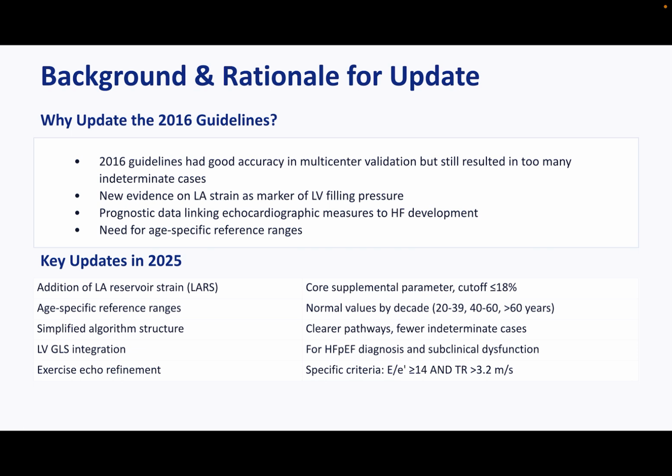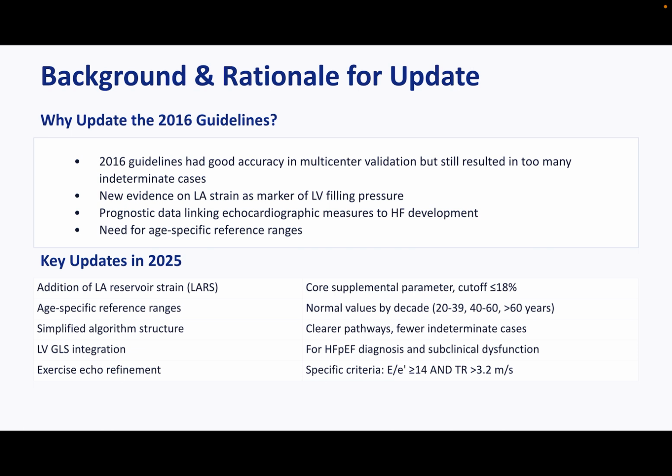Why update a perfectly good 2016 algorithm? Because it wasn't perfectly good. It had 3 major limitations. First, too many indeterminate cases, up to 30% in some series. An algorithm that throws up its hands 1/3 of the time isn't clinically useful. Second, it had no dedicated pathway for atrial fibrillation, which affects precisely the population most likely to have diastolic dysfunction.